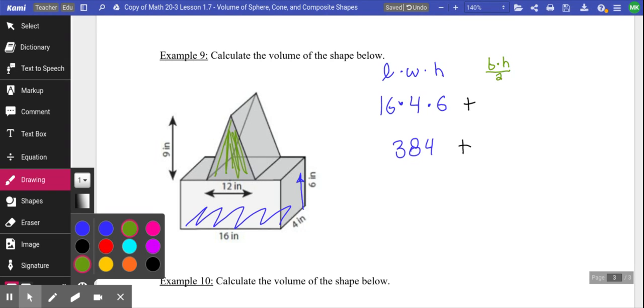12 times 9 divided by 2? Yeah, that's exactly it. So I'm doing this triangle's base times the height of the triangle. So that's 12 times 9 divided by 2. And then we multiply it by, if we fill that triangle all the way to the back, this side right here, which would be times 4 times height.